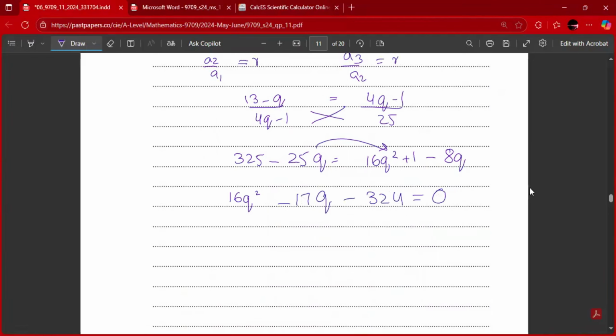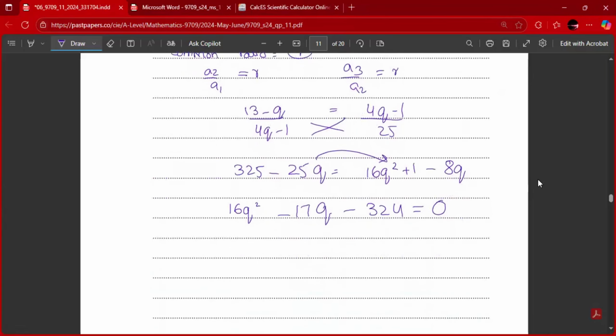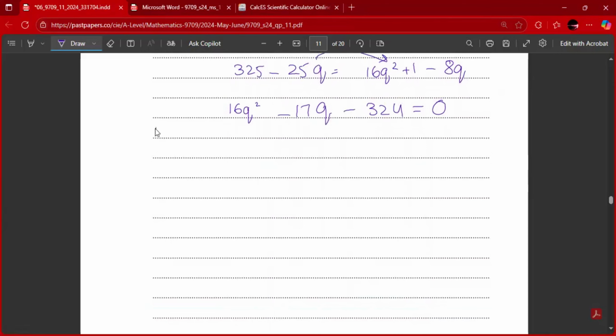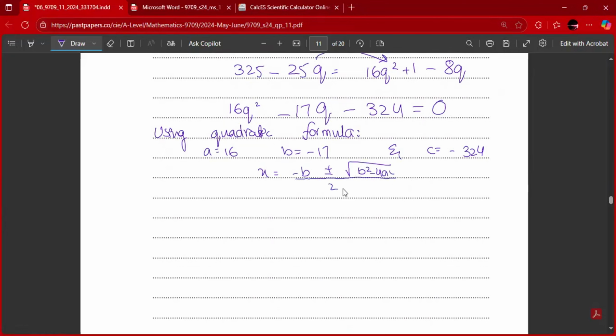Now, guys, again, we are going to use the calculator. I hope they don't deduct marks for using a calculator here. Just write using the quadratic formula, though I'm not going to use it, because I don't want to lose marks. a is equal to 16, b is equal to minus 17, and c is equal to minus 324. And x is equal to minus b plus or minus the square root of b squared minus 4ac, over 2a.